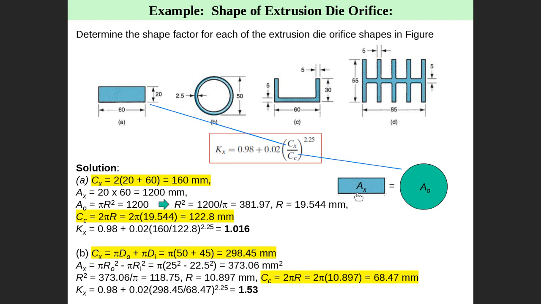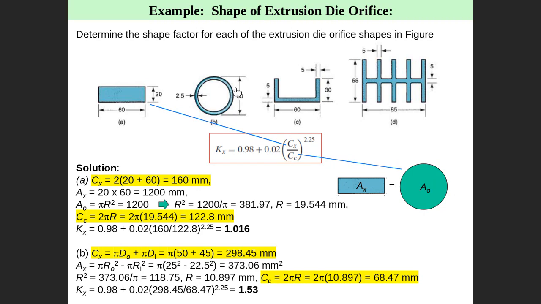So this is directly the perimeter of the actual shape. This is the perimeter also, but of the default circular shape, which does not exist. So we convert whatever we have to the circular shape, get the equivalent area, then get the radius, and from the radius we get the perimeter. Perimeter divided by perimeter. Then kx equals 0.98 plus 0.02 Cx divided by Cc power 2.25, and you get the kx, the shape factor, in the first case.